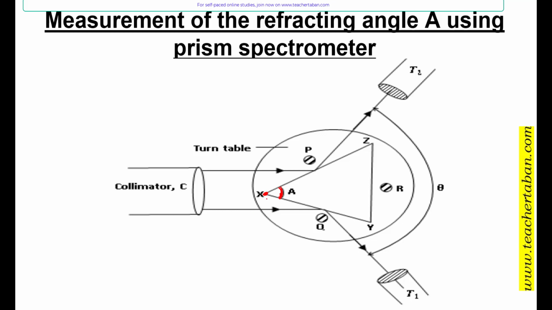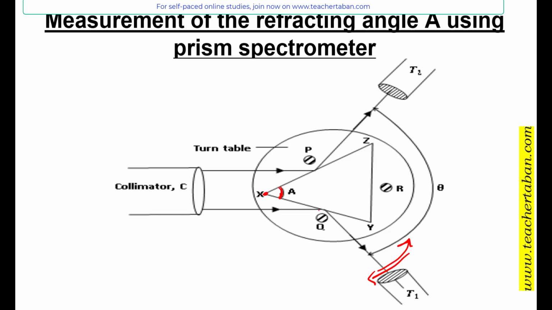Once that has been achieved, you just need to move the telescope T1 either toward or away until light from the collimator hitting one face of the prism is reflected and is seen on the cross wires of the telescope. Once that has been done, you simply measure and record the telescope position as theta naught.